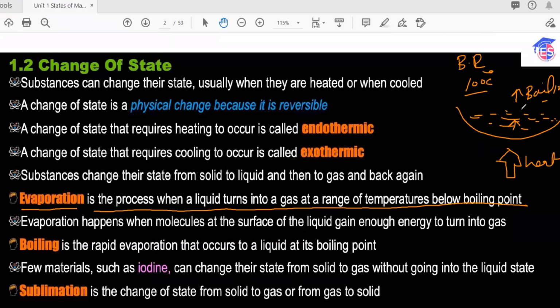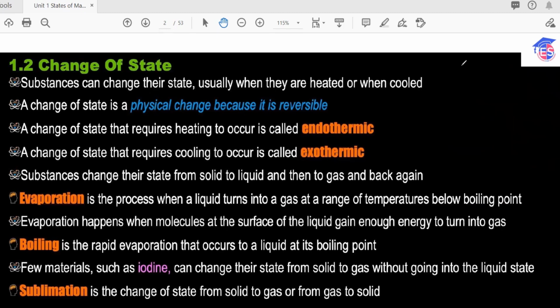When the temperature reaches 100, you will see the water vapors going up. Before, it was liquid; when it becomes steam, it becomes gas. So this is one process by which you can convert a liquid into a gas, known as boiling. And boiling always happens at a fixed temperature. For example, for water, what is the boiling point? 100.